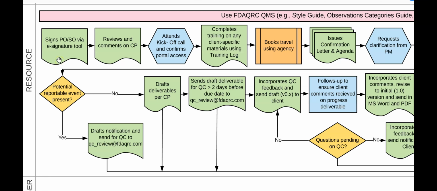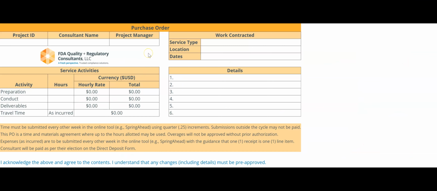Now that you've become familiar with our guides, templates, and policies, and you're ready to begin your first project with us, the consultant contract begins when they sign their purchase order through DocuSign or any other e-signature tool. Your purchase order will look similar to this. When you're reviewing your purchase order, please ensure that you've reviewed all the information. By signing this purchase order, you are agreeing to work the allotted hours provided for preparation, conduct, and deliverables.